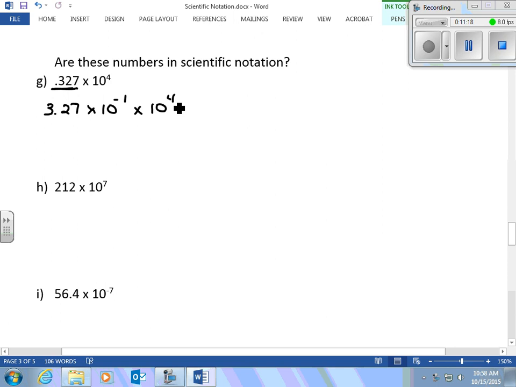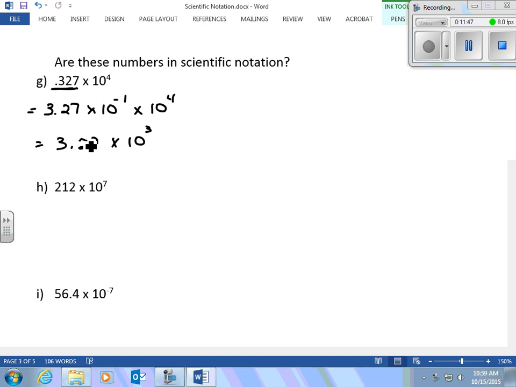So now I can use my exponent rules and say that's 3.27 times 10 to the power of, because I'm multiplying these two 10s that both have the same base, I can add the exponents. So negative 1 plus 4 gives me 3. So this number is 3.27 times 10 to the power of 3. So that's the way to really think about the meaning of your scientific notation.